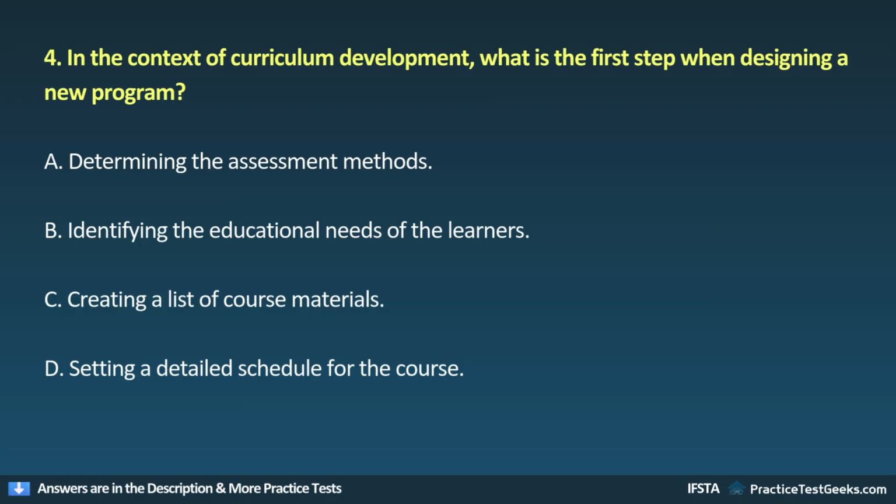4. In the context of curriculum development, what is the first step when designing a new program? A. Determining the assessment methods. B. Identifying the educational needs of the learners. C. Creating a list of course materials. D. Setting a detailed schedule for the course.